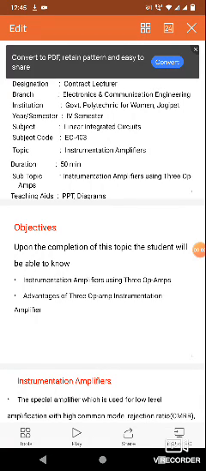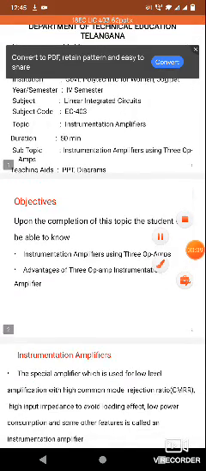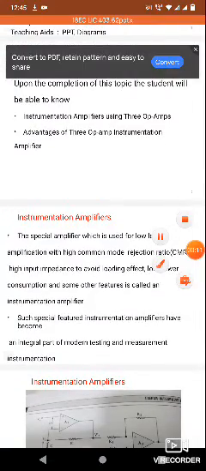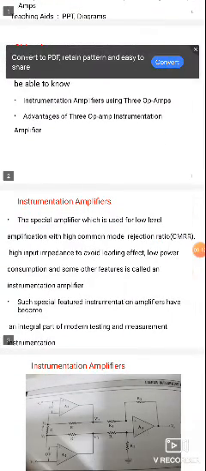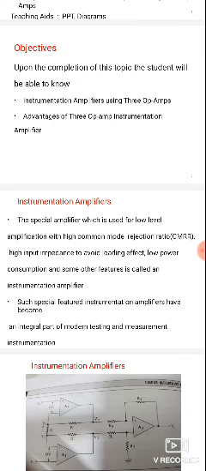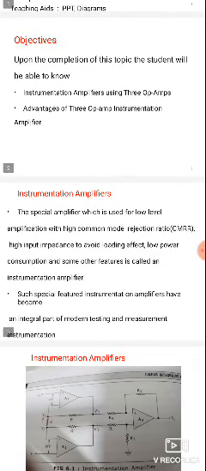Hello everyone. Today's topic is the instrumentation amplifier using 3 op amps, and also the advantages of the 3 op amp instrumentation amplifier. In the previous class we already discussed analog signals, meaning continuous signals that have infinite levels and high noise. To limit the noise we can limit the amplitude, but amplitude limiting is the biggest problem, or we can get a distorted output.